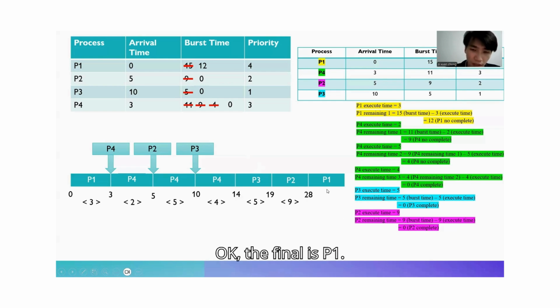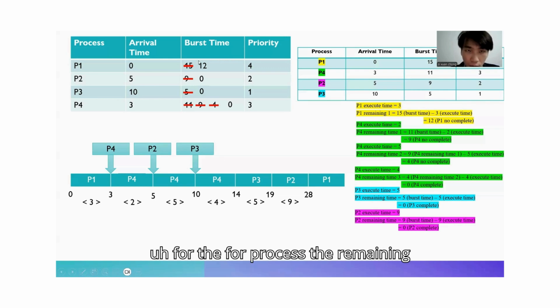Okay, the final is P1. After the P2 finishes execution, the CPU will switch back to P1 because the P1 is the first process, right? It will switch back to P1 to process the remaining time 12.